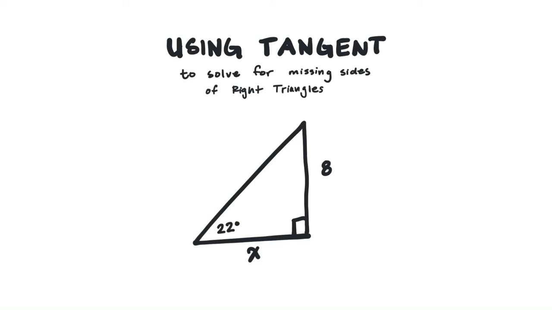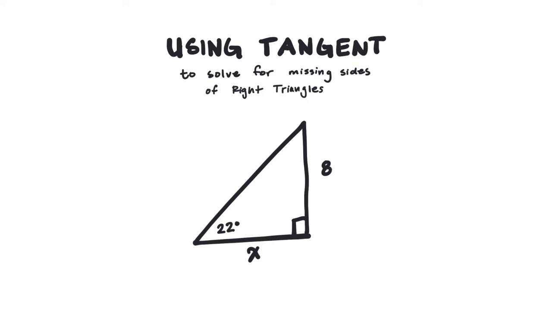Today I'm going to be going over how to use tangent to solve for missing sides of right triangles. Let's go ahead and get started. The first thing that we need to do is identify what information we have. Well, we got a few things actually.